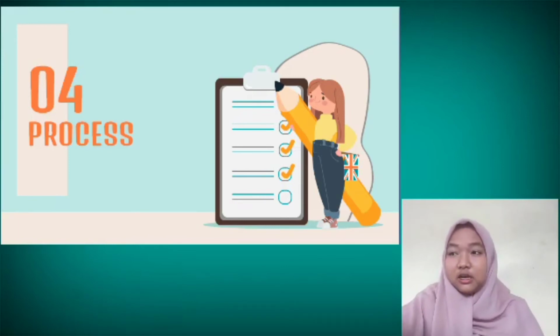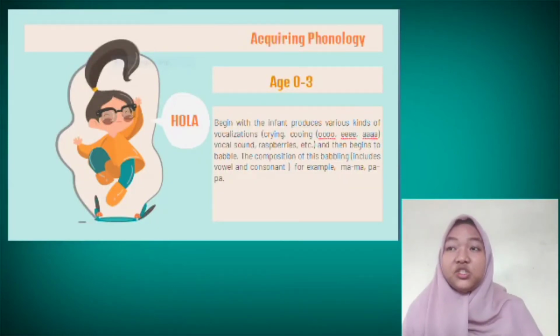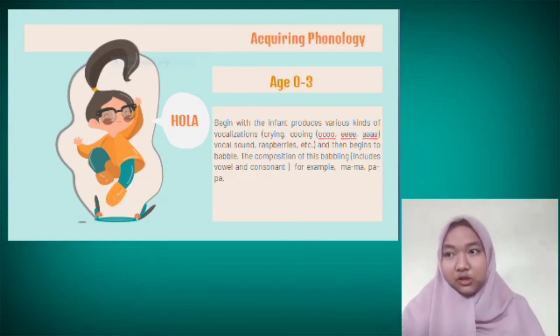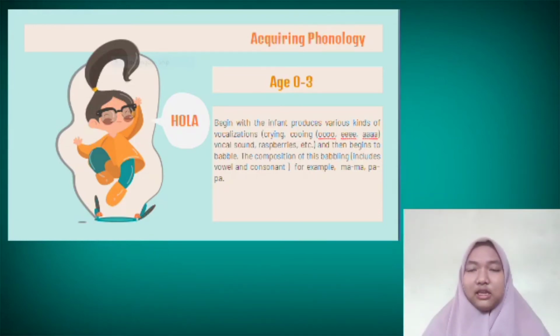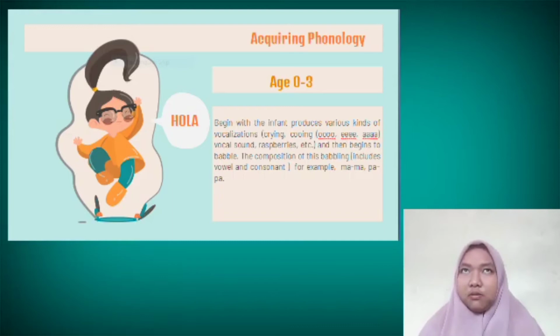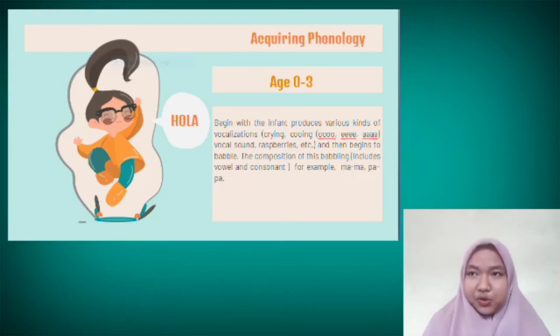Here I'll continue the material, and it will be about the process of acquiring phonology and morphology. For the first, it'll be acquiring phonology from the stage of age 0 until 3 years old. It begins with the infant producing various kinds of vocalization, for example, crying, cooing, and so on. And it's usually the vocal sounds that they produce in this part of cooing.